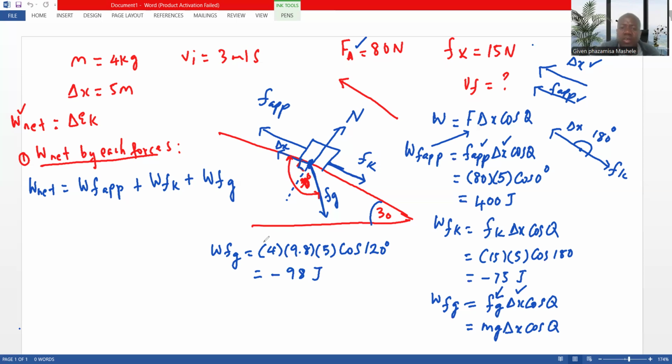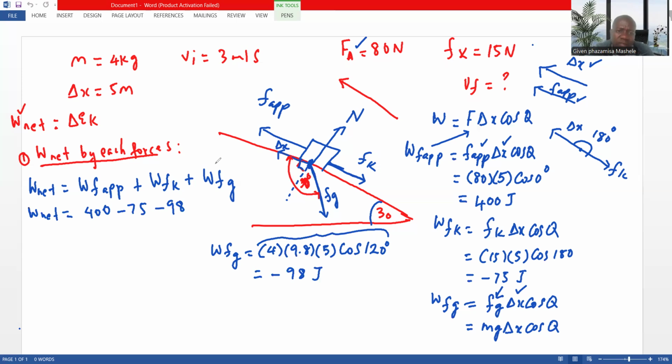So this is another way of calculating the work done by the force of gravity without having to consider the components. But still, you can resolve your expression into components. The answer will still be the same. So you're going to say the work net on an object. What is the work done by the applied force? It's 400. What is the work done by the frictional force? It's minus 75. And the work done by the force of gravity is negative 98.